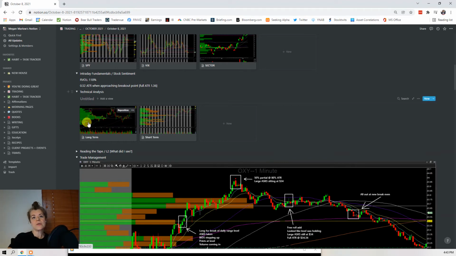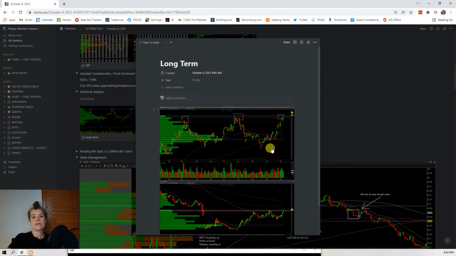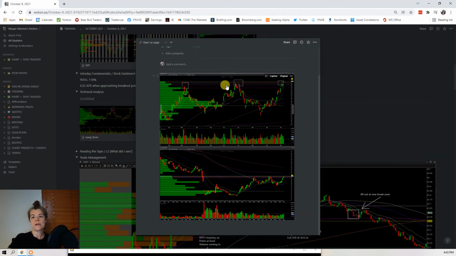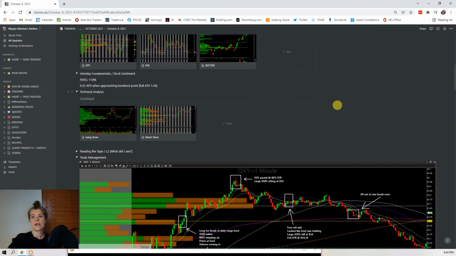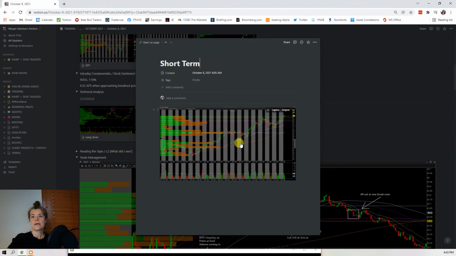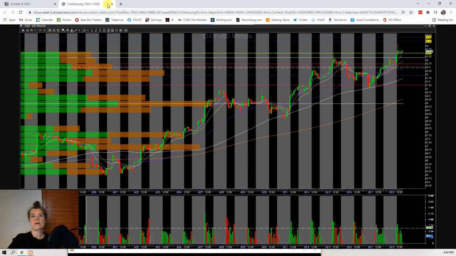Then we get into some technical analysis. We've got the long-term charts in here, some levels, and I'm pointing out some things in boxes up there, some short term, and these all open up too. You can open them up so they're bigger and you can see them like that.